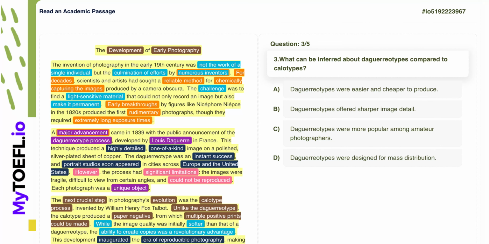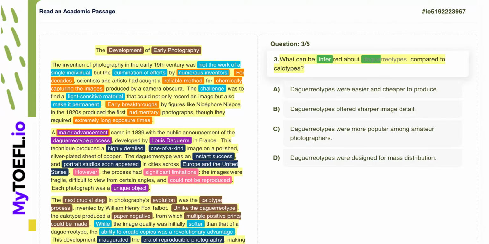Excellent work! Let's proceed to the third question. This one is an inference question, which means the answer isn't stated directly. We have to use the clues in the text to draw a logical conclusion. What can be inferred about daguerreotypes compared to calotypes? The question asks us to infer or figure out something that is strongly suggested but not explicitly written.